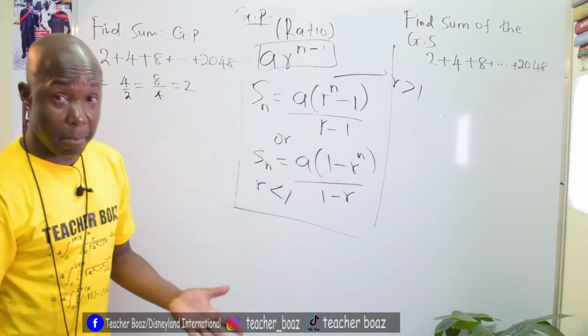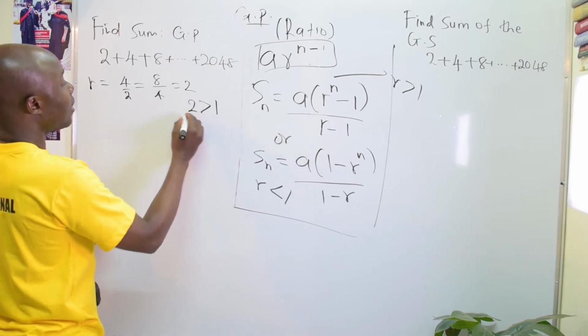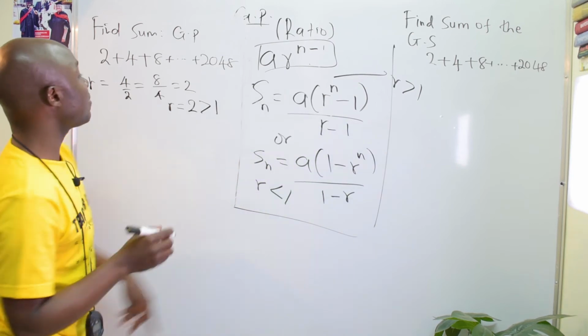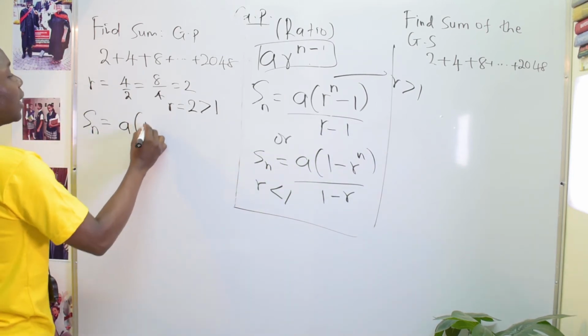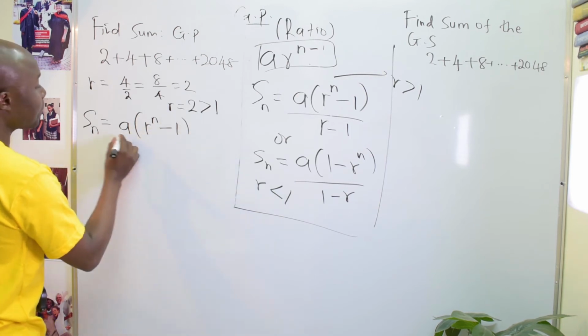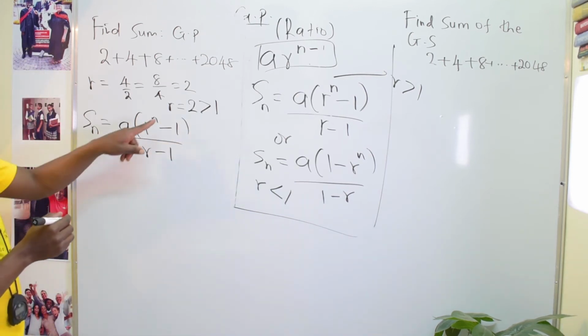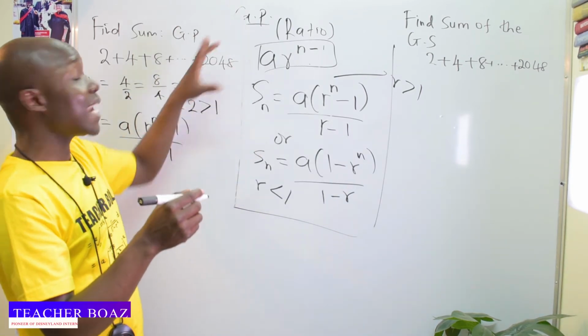So 2 is a number bigger than 1. It simply means our common ratio is greater than 1. So we will use the first formula, that the sum of the terms should be A into R to the power n minus 1 over R minus 1. But remember, we do not know n, because the last number here is 2048.